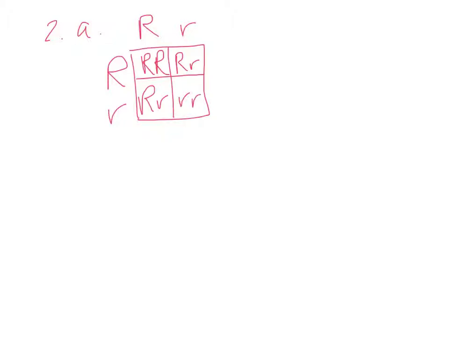When we're talking about the genotype, that's what the actual gene looks like. So we have big R big R as one of our possibilities. We also have heterozygous, big R little r, and then we have homozygous recessive, little r little r. And the ratios are one of those, two of those, to one of those.